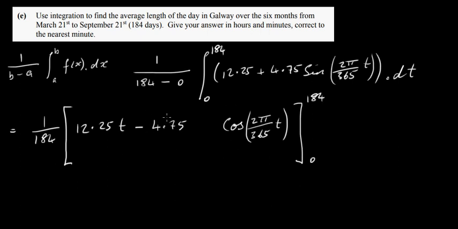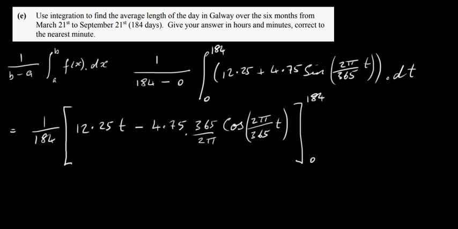If you take this part here and differentiate it, you will get 4.75 sine 2 pi over 365 t times 2 pi over 365. Now there isn't an extra 2 pi over 365 here, so we don't get what we started with. If we were to check this and differentiate it, we won't get this. There'll be an extra 2 pi over 365 here, multiplied by this 4.75. So we've got to allow for that. In other words, put in the inverse of this, which is 365 over 2 pi here.